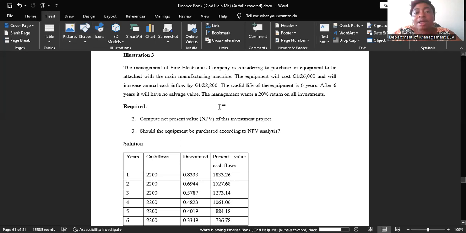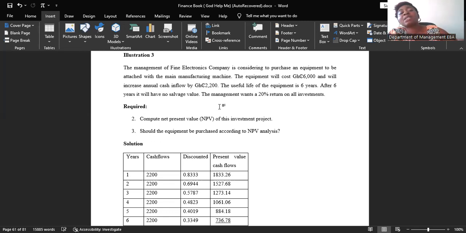The company is considering purchasing equipment attached to a manufacturing machine, so it's a long-term asset. The equipment will cost 6,000 and will increase annual cash flow by 2,200. The useful life of the equipment is 6 years. After 6 years, it will have no salvage value, meaning that the equipment will get to a point where you cannot sell it for any value. And management wants a return of 20% on all investments.